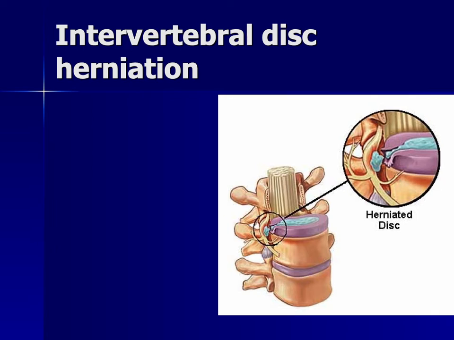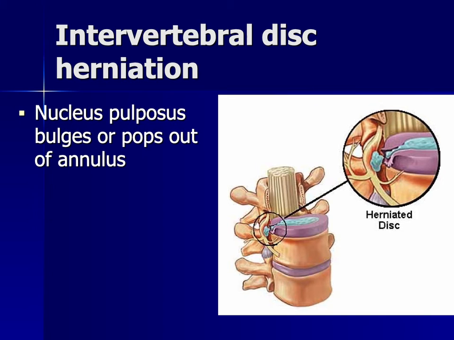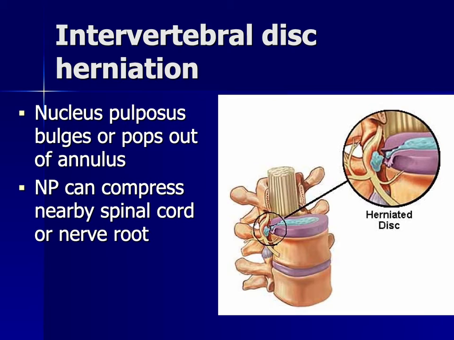It's intervertebral disc herniation. We'll just call it a disc herniation, the herniated disc. So with this one, the nucleus pulposus, the jelly, squeezes out or bulges out of the annulus, the donut of the jelly donut. It squeezes out, as the picture is showing. And then the jelly pushes on the spinal cord or the nerve root.